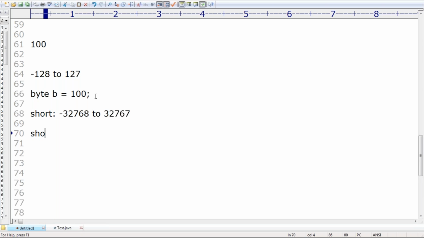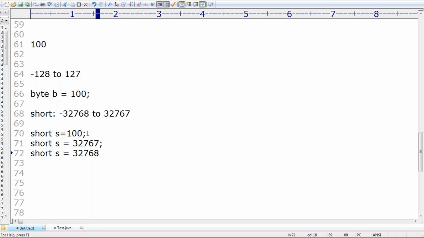Now I'm taking short s = 100. Valid or not? Valid, because the integral literal is within the range of short. What is the problem, sir? Short s = 32,000. Short s = 32,767, I'm taking. Valid or not? Yes, why not? Perfectly valid, sir.